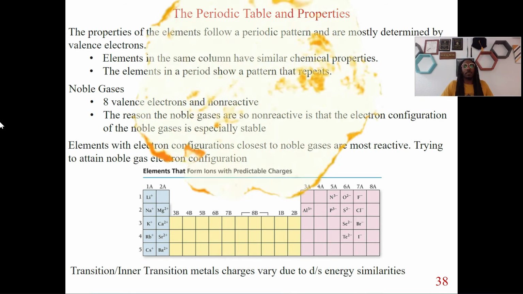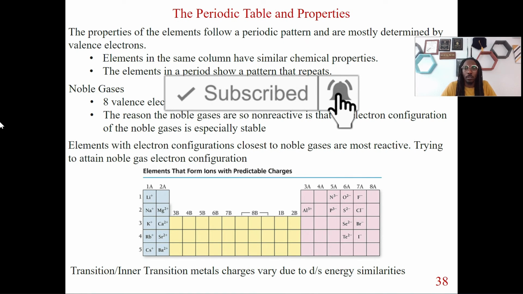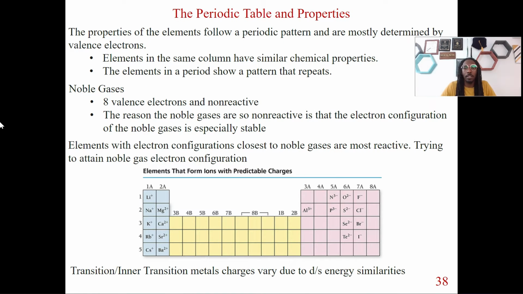Now, elements with electron configurations that are close to noble gases are going to be very reactive, however, because they're trying to attain this noble gas electron configuration. So basically, think about this: everybody's trying to get it. In this case, everybody's trying to be like a noble gas. The reason being is that the noble gases are very, very stable, and these elements are trying to become very, very stable.